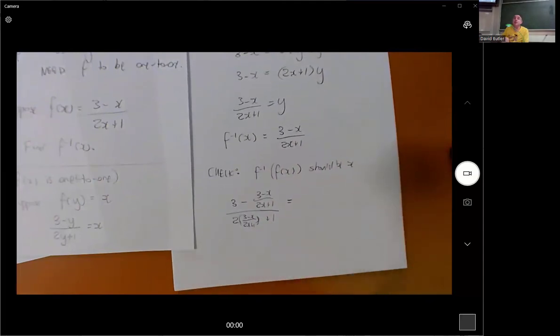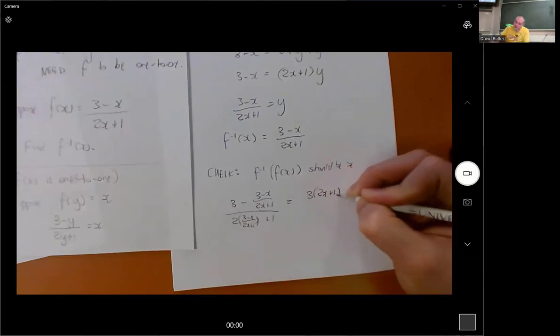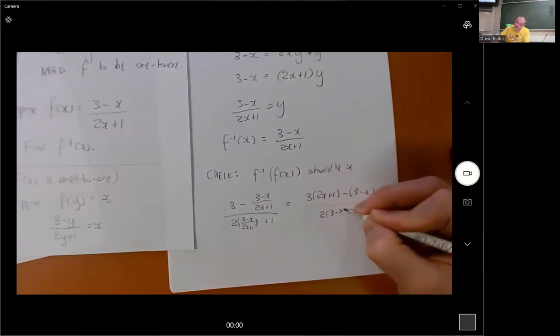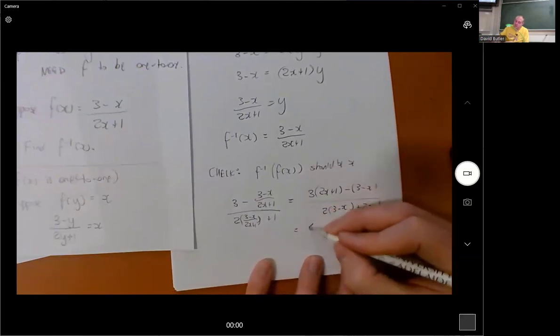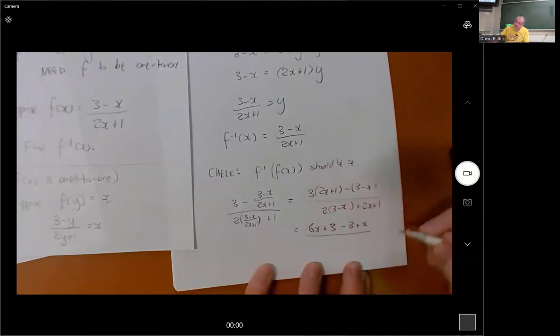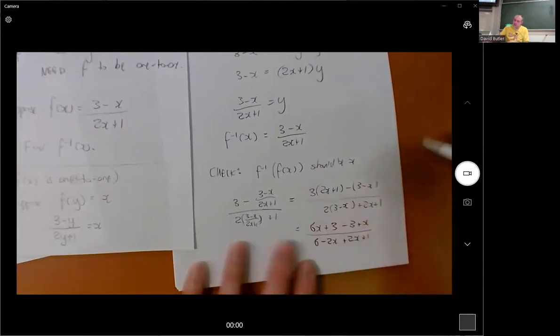I wouldn't recommend doing this all the time, but I just wanted to point it out. I notice that both top and bottom have a 2x plus 1 on the bottom. So if I multiply the top of the fraction by 2x plus 1 and the bottom of the fraction by 2x plus 1, I should get 3 lots of 2x plus 1 minus 3 minus x, and 2 lots of 3 minus x plus 2x plus 1. And then I can expand out the top and bottom: 6x plus 3 minus 3 plus x over 6 minus 2x plus 2x plus 1.